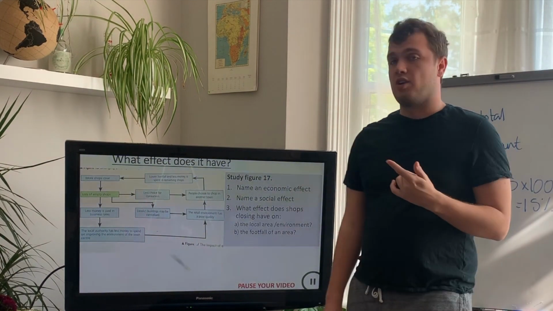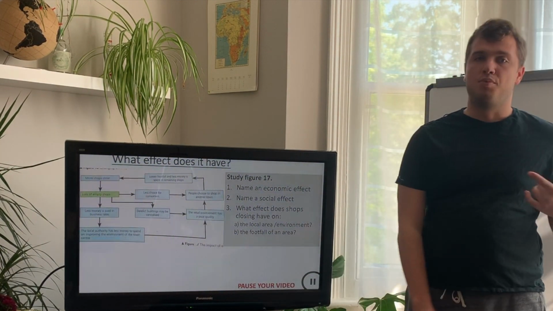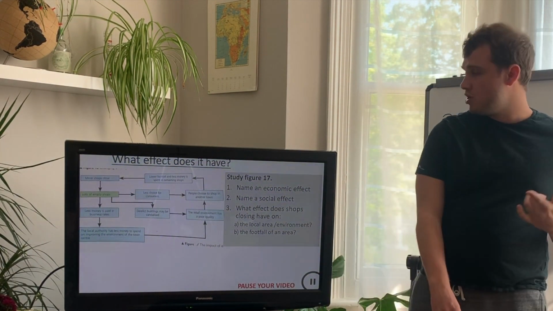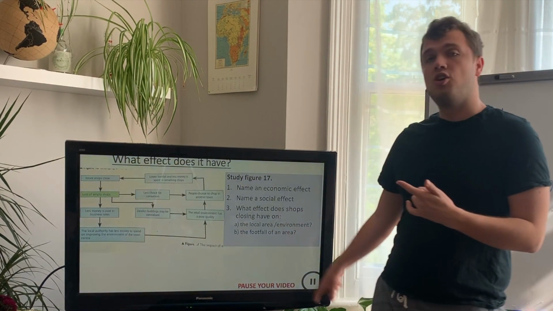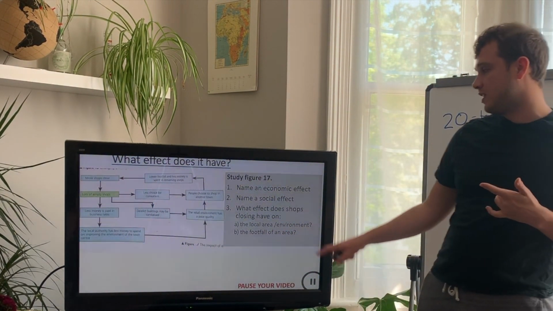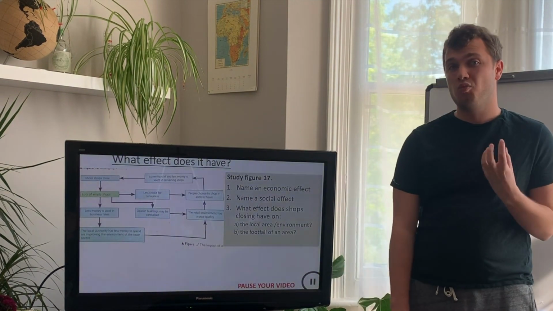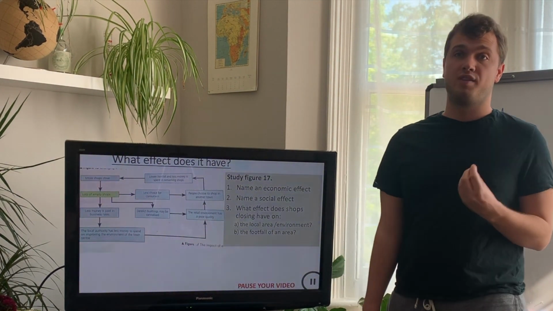And then I want you to do a social effect. So what might happen to the people? What impacts is this going to have on the local community? And then I want you to have a think about these two here. So what effects do shops closing have on the local environment? So what's going to happen to the physical environment of these high streets?